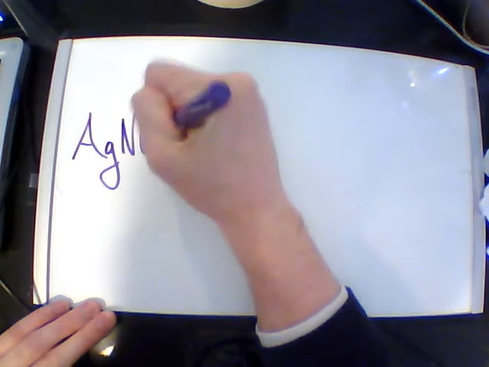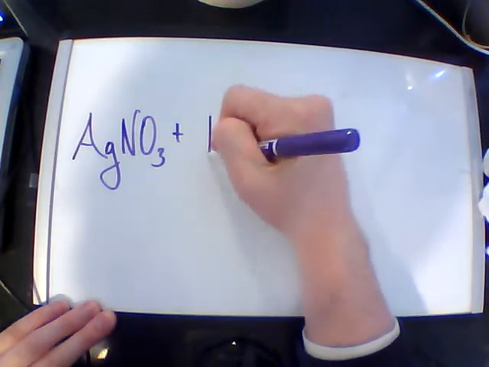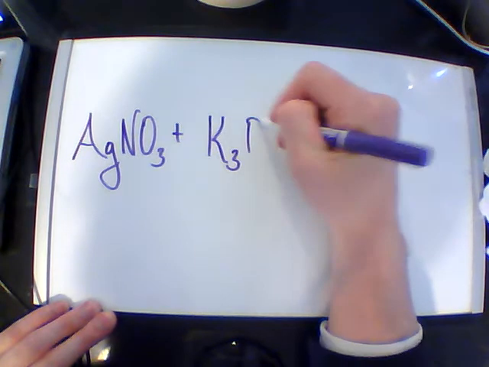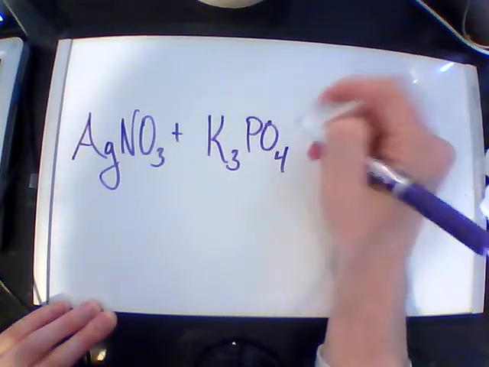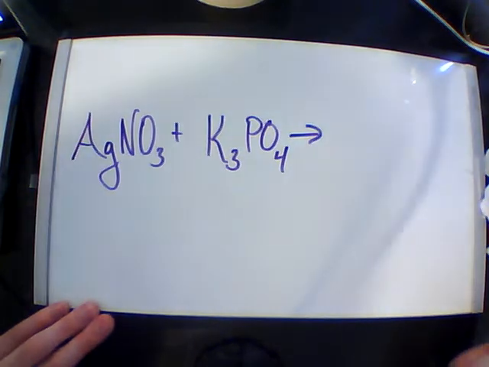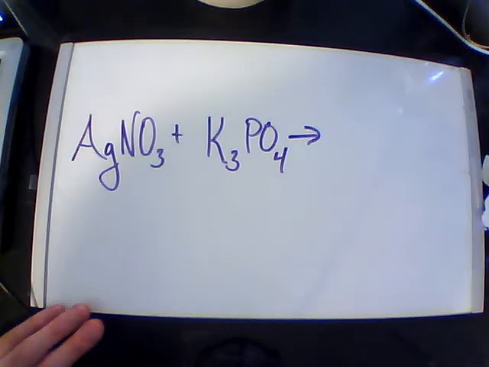All right, I'll be going over the double replacement reactions from last week next. Number one, we've got AgNO3 reacting with K3PO4. Now, in a double replacement reaction, the cations switch partners.